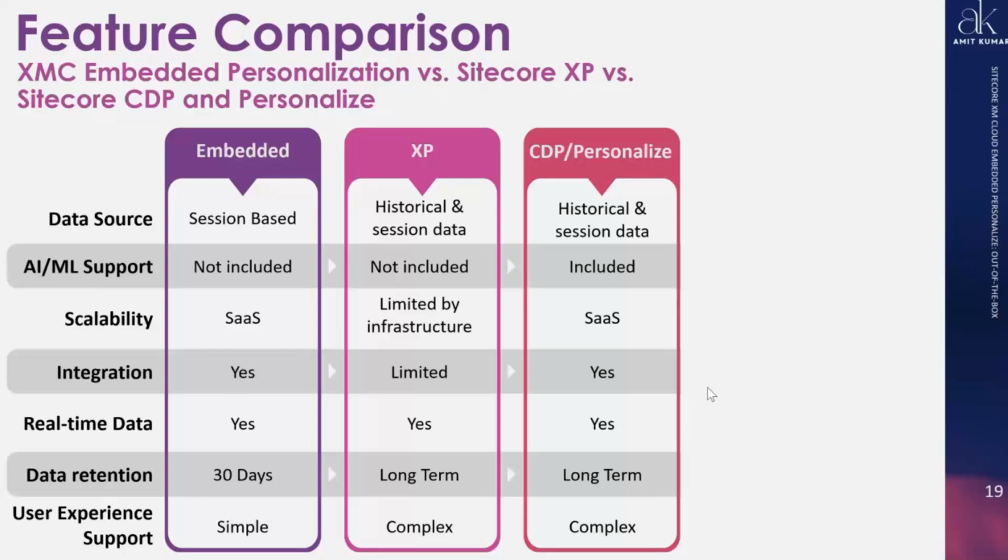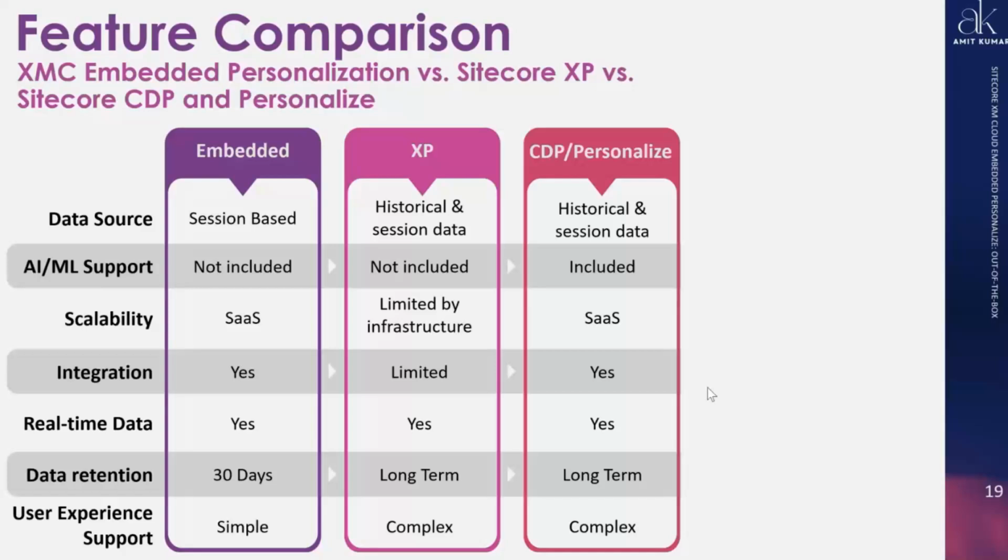And AIML support will not be there because you are just getting one tenant for which you don't have access from the CDP and personalize, so you cannot do anything. In XP it's not there, but in CDP and personalize it's an out of the box feature. They are using an AIML algorithm in the backend to provide you dynamic personalization. Scalability is a SaaS, you are not doing anything, but XP is limited by infrastructure, and CDP is also a SaaS. Integration, you can utilize this with the XM Cloud very easily.